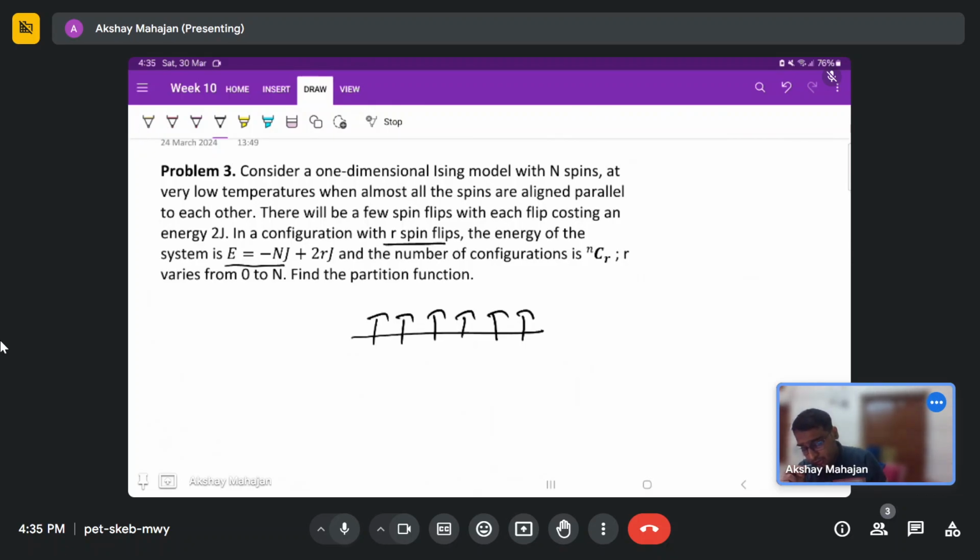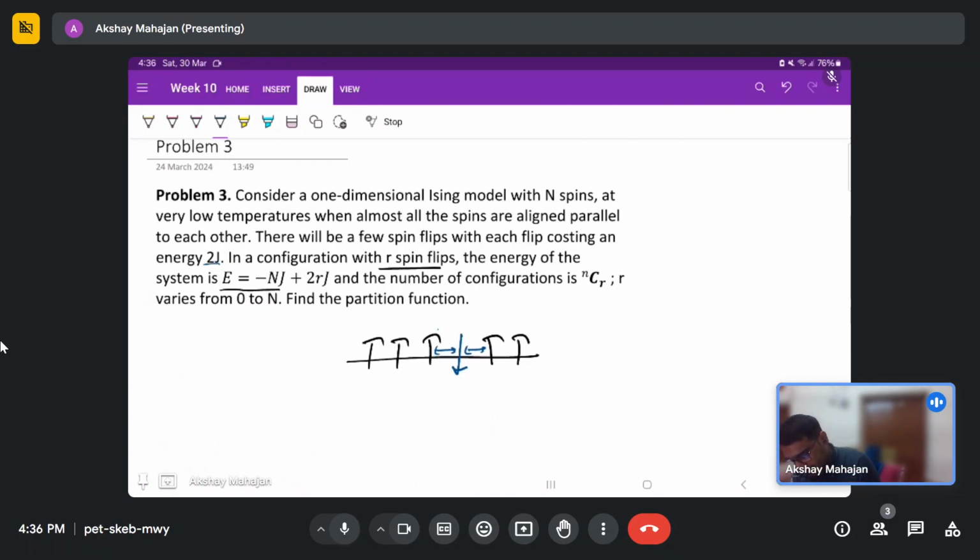Now there will be a few spin flips. A spin flip means I take one of the spins and flip it down. For each spin flip we have to pay an energy 2J. As we know, J basically tells you the bonds within this Ising model, so if I flip one spin, I have to give an energy 2J.